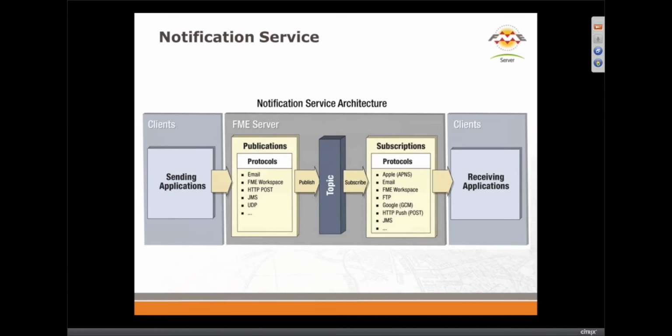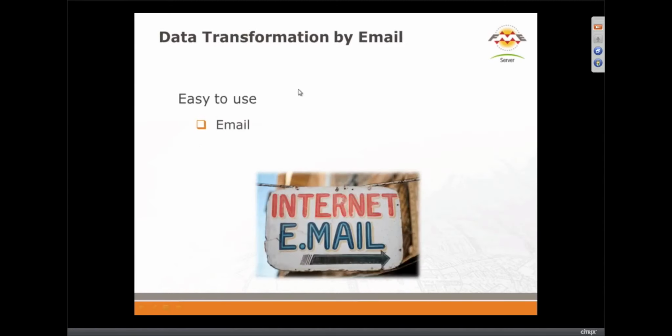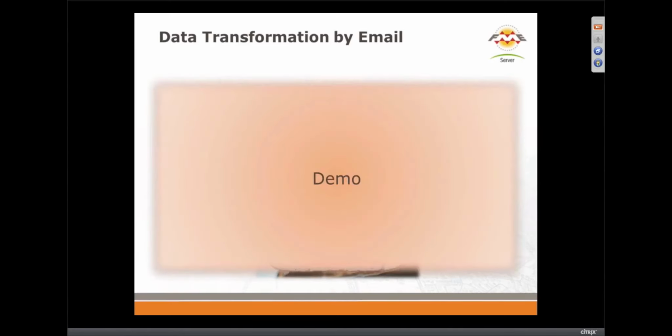So I could create a topic called graffiti, for example, and I could allow people in my area to publish to that topic via email. They could email graffiti at whatever the email address was, or they could use their Apple device or their Android to send stuff in. Basically, email is one of the easiest ways to send information. I want to show just how easy it is to receive email with FME Server.